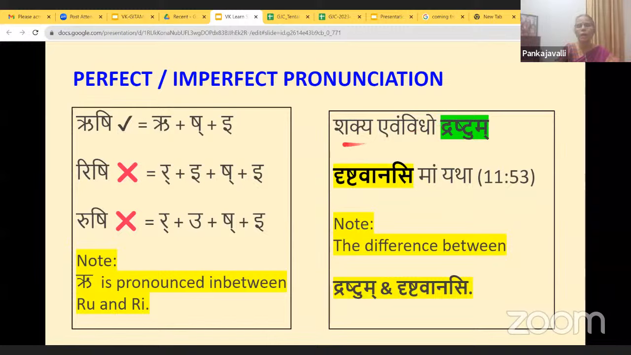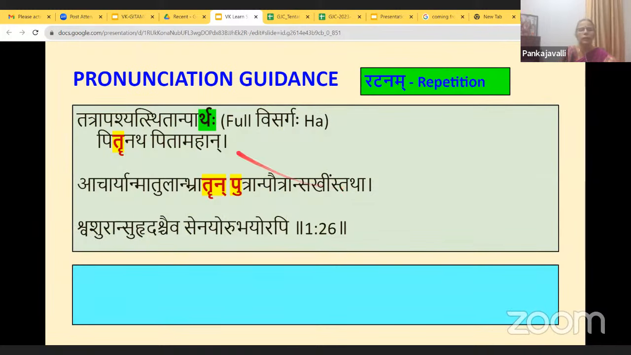Drashtum shakya eva vidho, drashtum, drishtavanasi mayatha. So you must know, you cannot recite it wrongly. This is dru, the da with rikara, dakaraha, rikaraha. Similarly, you can see this. Tatra pashyasthitan parthaha. Because you are splitting the pada, so the visarga must be said.